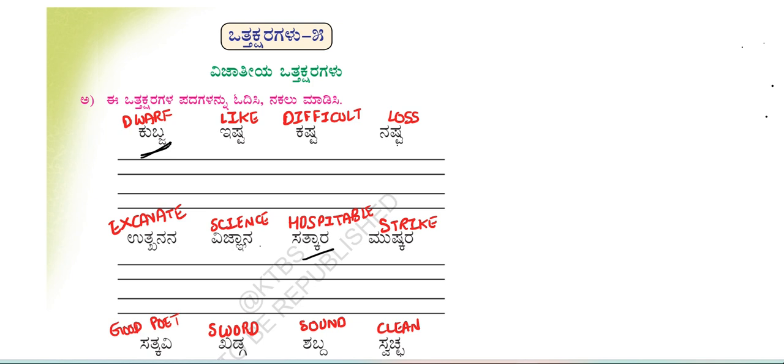So when you write a word, write the main consonant with the Gunitakshara. If I have to write Satkara, I will write Sa, then Tkara, Satkara. When you read, you will read it as Satkara.